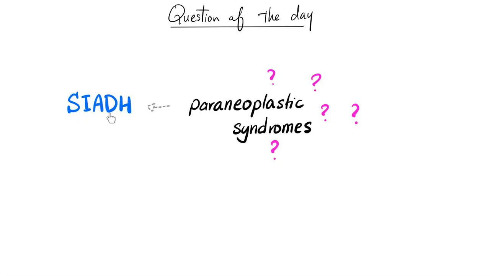Question of the day. You know that SIADH is a syndrome where the patient has tons of ADH in the blood. Okay, what can be the cause? Sometimes it's a paraneoplastic syndrome. What kind of cancer or in what organ can lead to SIADH? Is it liver cancer, kidney cancer, brain cancer, lymphoma, or what?